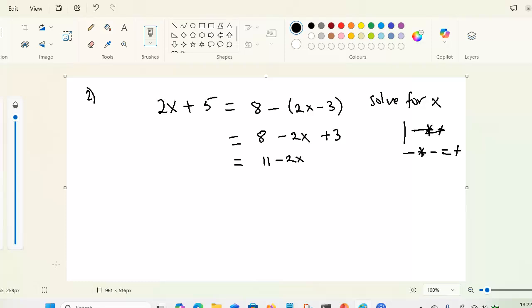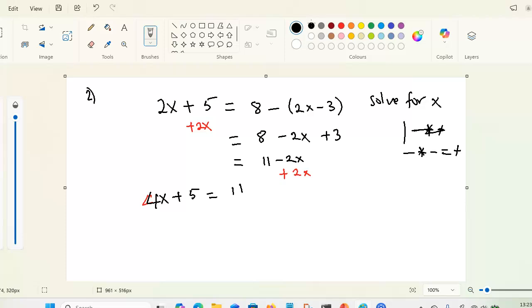So what do we want? We want to also get rid of this 2x. I think it will help if I add plus 2x here and plus 2x here to get rid of the 2x, because minus 2x plus 2x is 0. It cancels itself out. So 2x plus 2x will be 4x. 4x plus 5 is equal to 11.